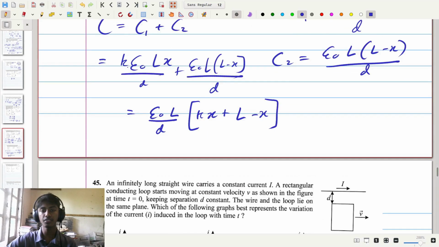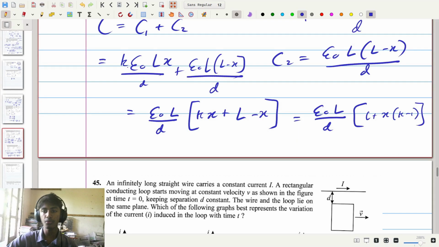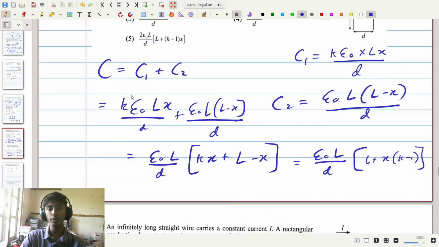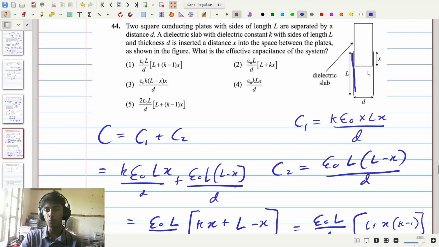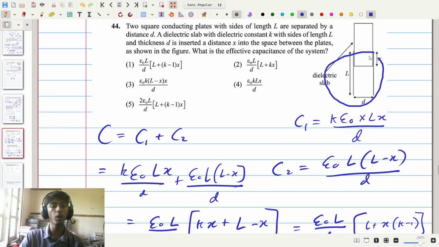Now simplifying, we can see we get epsilon 0 times L divided by D times, if we factorize out the x, we'll get L plus x times K minus 1. And therefore, this is the formula for the capacitance in between these two plates, depending on all of these variables.